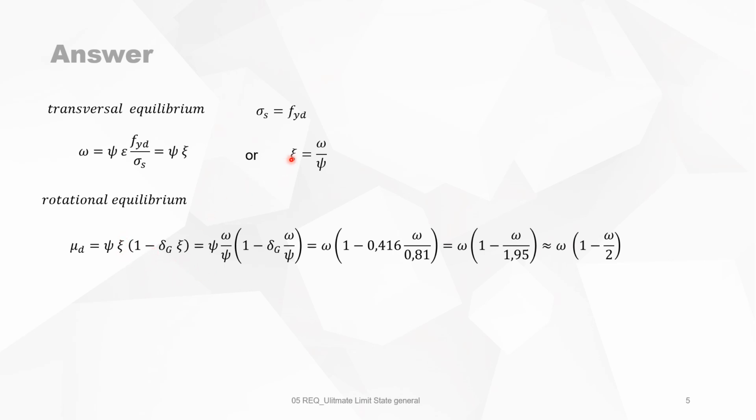Now we fill in the value of xi, which is the position of the neutral axis in the section. So we substitute. We know what the values of psi and delta G are, because we are working in domain 2A. So we plug it in, and we arrive at this equation. Now we can easily round it within 1%. Instead of 1.95, you take 2. So this is the equation that we wanted to prove.